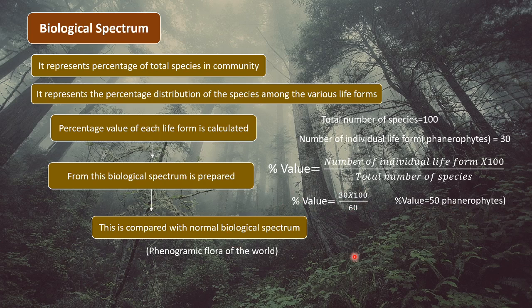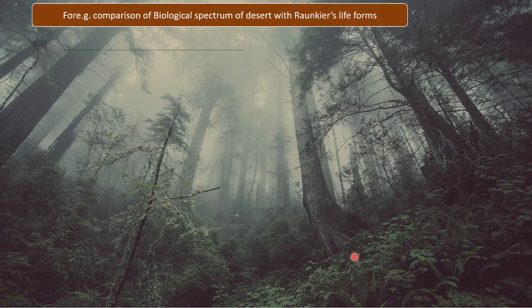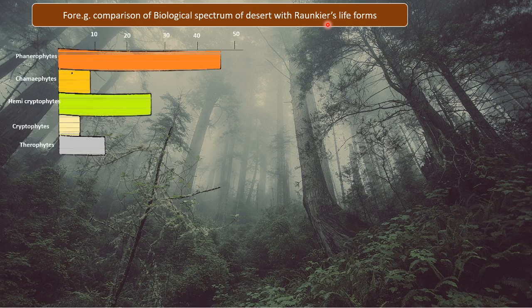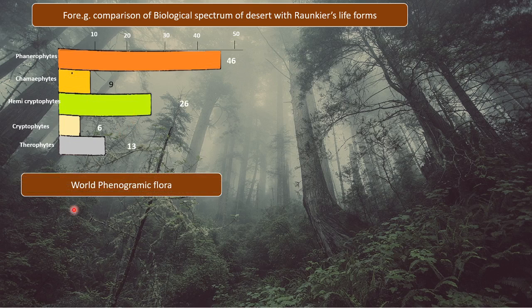So now let us move towards the next slide, which is the comparison of the biological spectrum of desert with Raunkiaer's life form. This chart that you see, this graph that you see, is actually the world physiognomic flora, which is given by Raunkiaer, the normal biological spectrum.